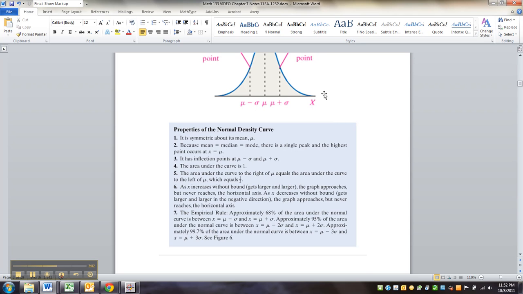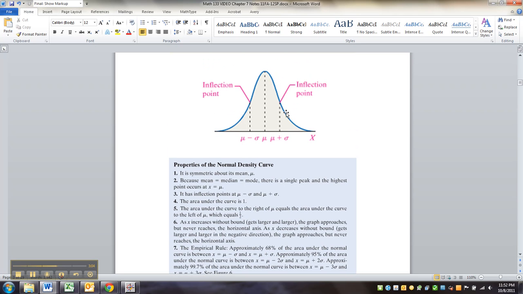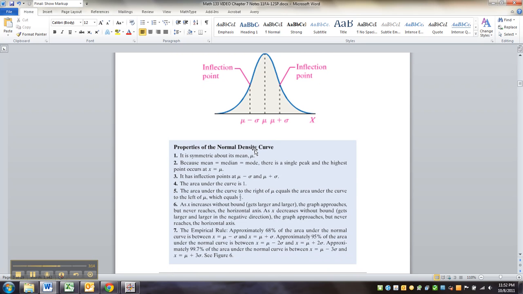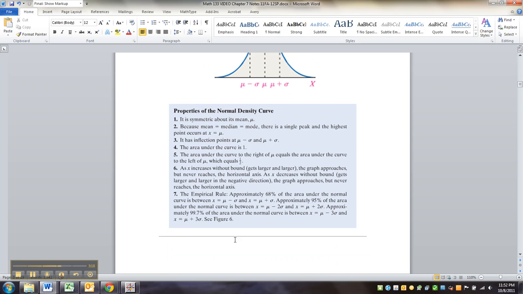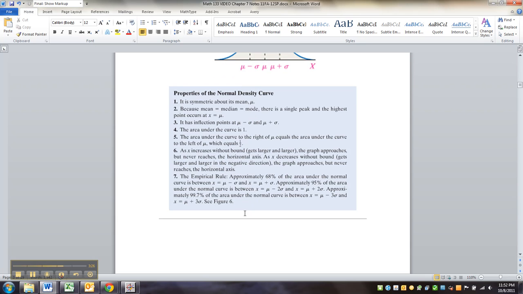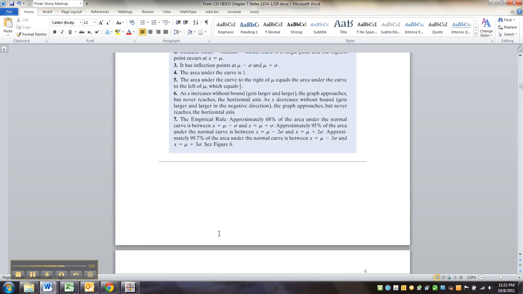Property 6 says that as x increases without bound, the curve gets larger and larger, and so on. What they're talking about is asymptotes. It actually gets closer and closer to the x-axis, but it never stops, and it never crosses or touches the x-axis. It's called a horizontal asymptote, if you ever learned that in school. And then this part right here is the 68, 95, 99.7 rule we learned way back in chapter 3, the empirical rule. But that's not going to become very important to us because we're going to get more precise than that in this chapter.